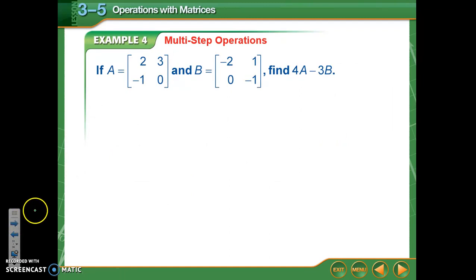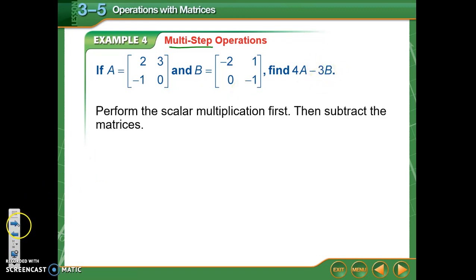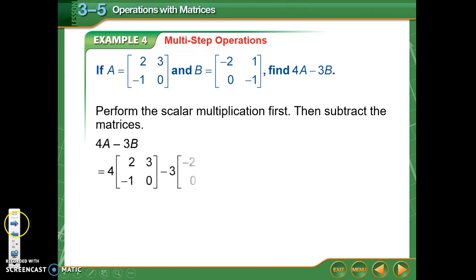Okay, let's try this example here. Sometimes we'll have more than one operation in one problem. So here they give me matrix A, matrix B, and I need to find 4 times matrix A minus 3 times matrix B. What we're going to do is perform the scalar multiplication first, just like our normal order of operations, and then we will subtract. So we're going to take 4 times matrix A, which is here, and 3 times matrix B, and then I have this subtraction.